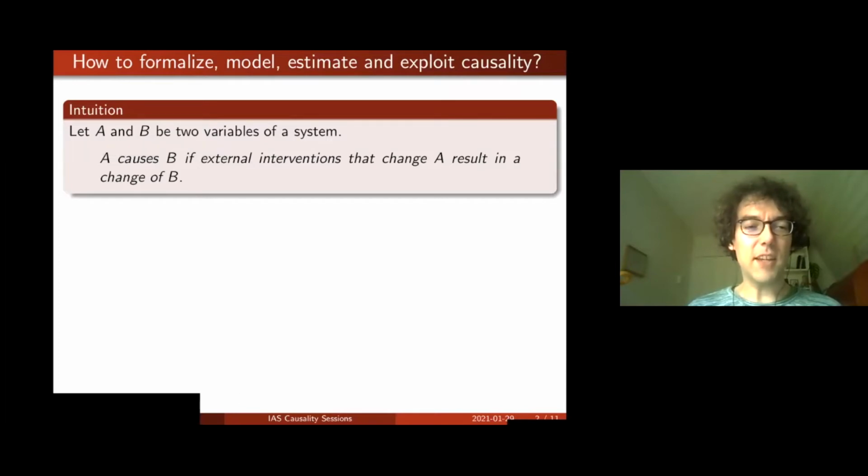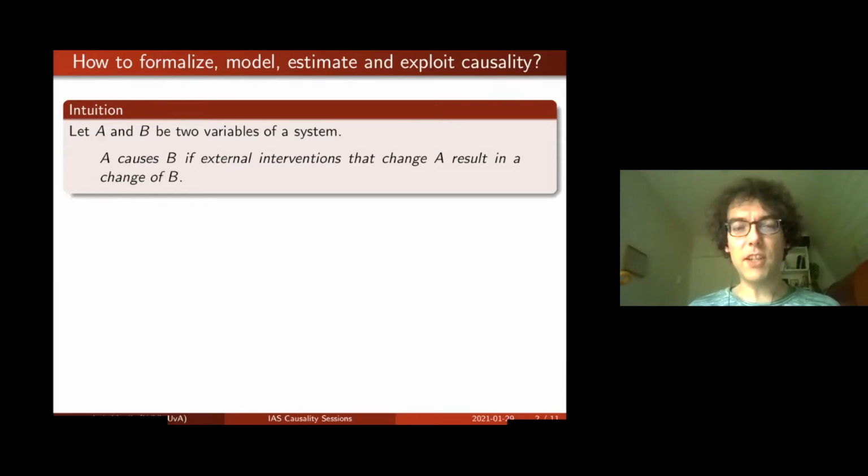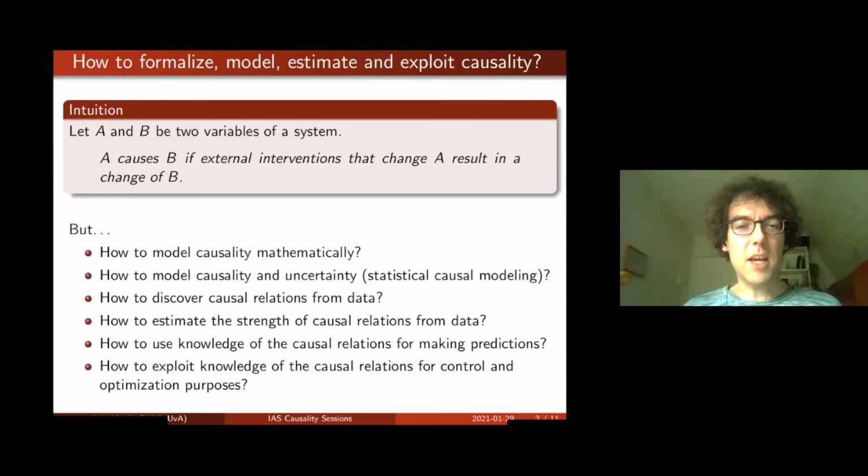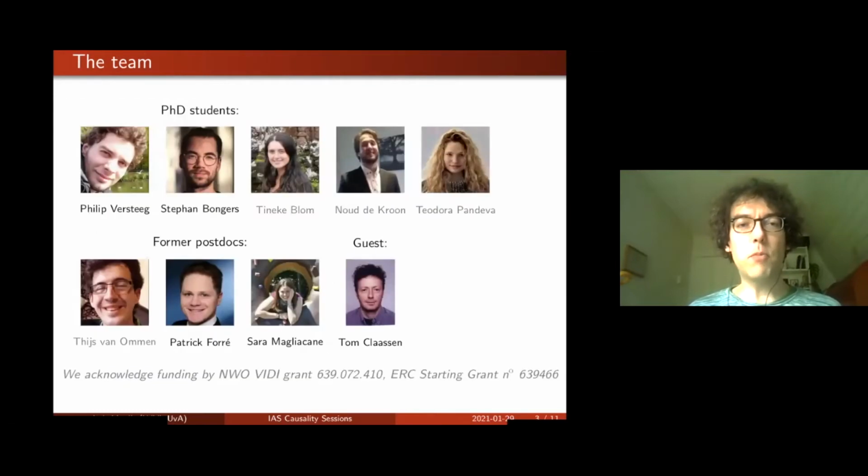I would say that if we have two variables A and B, then A causes B if an external intervention on a system that changes A also results in a change of B. But with this starting point, you can still wonder how to model causality mathematically, how to model causality and uncertainty, so to do statistical causal modeling, how to discover causal relations from data, how to estimate their strength, how to use this knowledge for making predictions, and how to exploit the knowledge when you want to control or optimize something. So that's very broadly the research that's done also in my team.